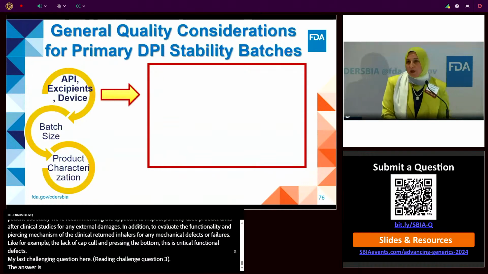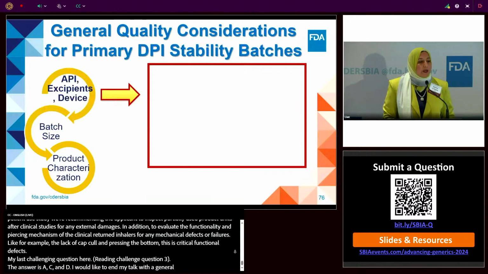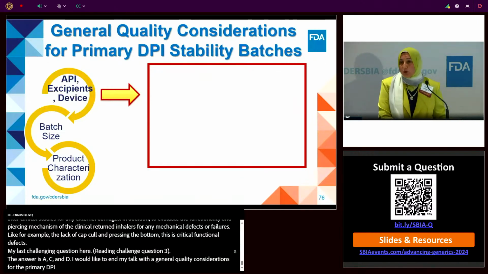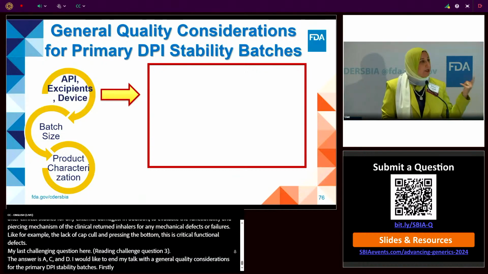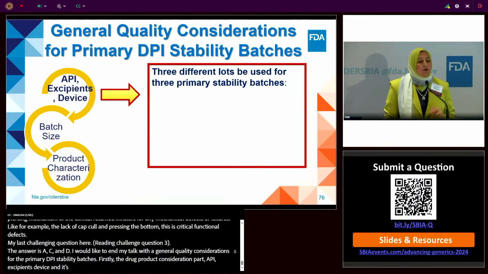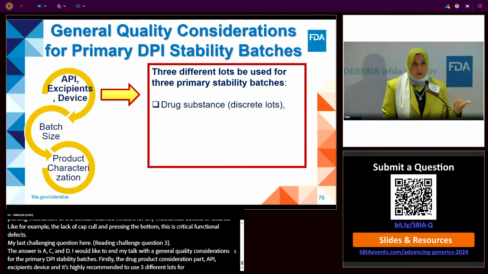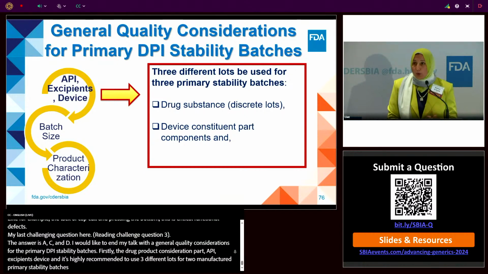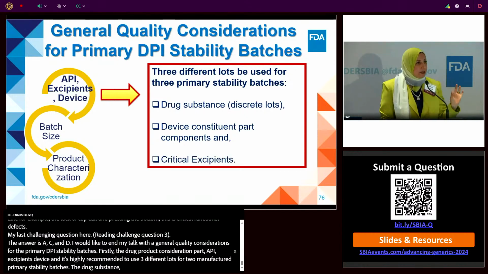I would like to end my talk with general quality considerations for the primary DPI stability batches. Firstly, for the drug product constituent parts, the API, excipients, and device, it's highly recommended to use 3 different lots to manufacture the 3 primary stability batches. These include discrete drug substance lots, the device constituent part components, as well as the critical excipients. And here, this is the carrier.